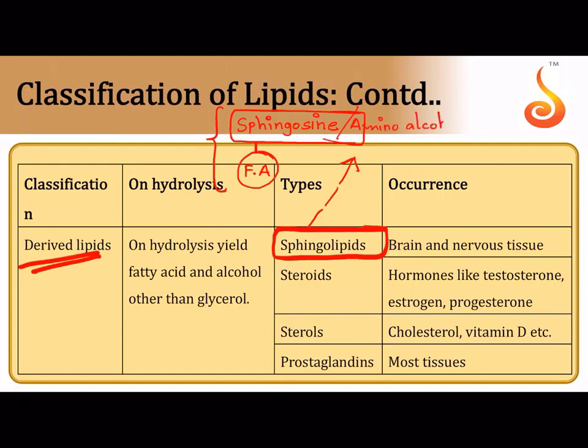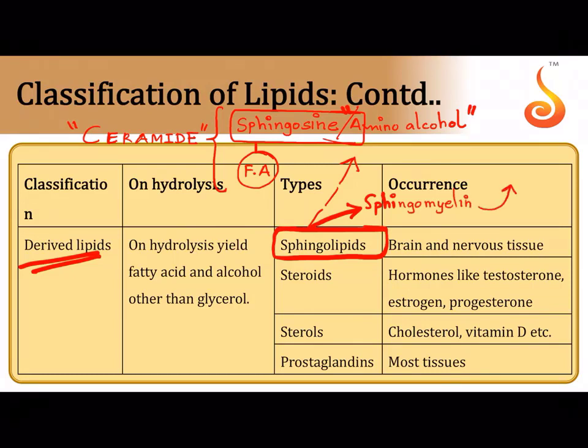It is an alcohol that is different from glycerol. This amino alcohol and fatty acid combination is called a ceramide. Did you understand? It is called a ceramide. Now in sphingolipids there is a major class that you should all know. It is called the sphingomyelin, which is present in the myelin sheath of neurons.